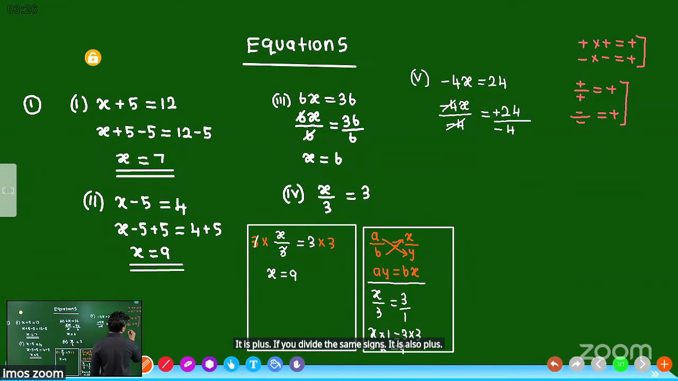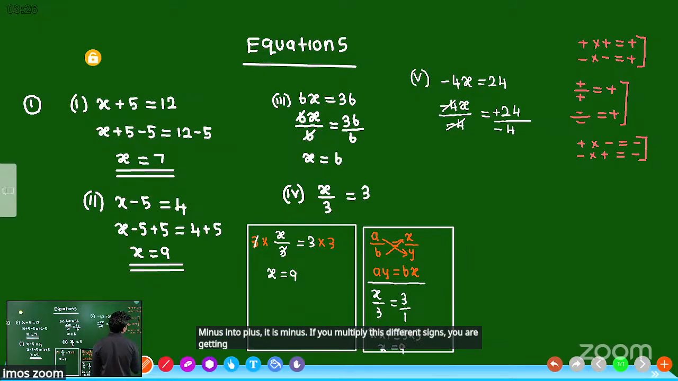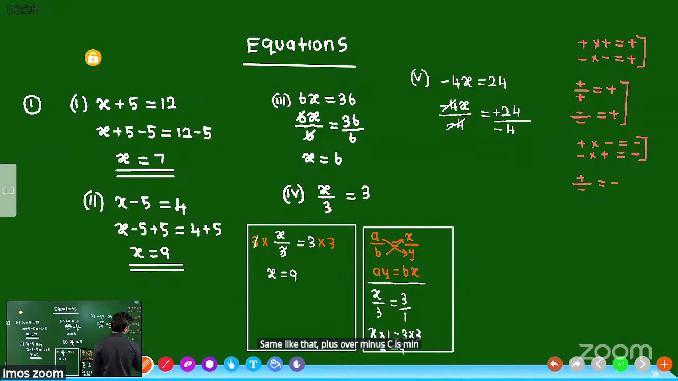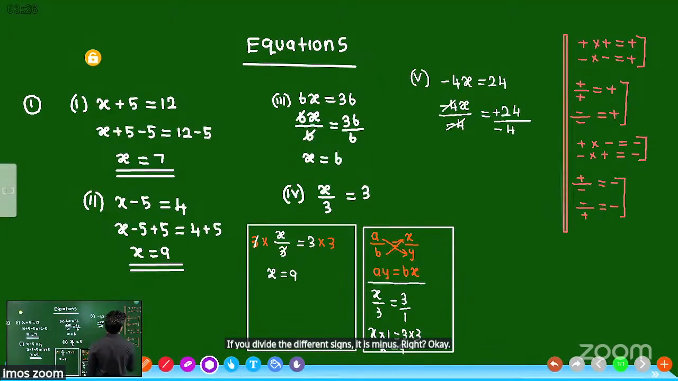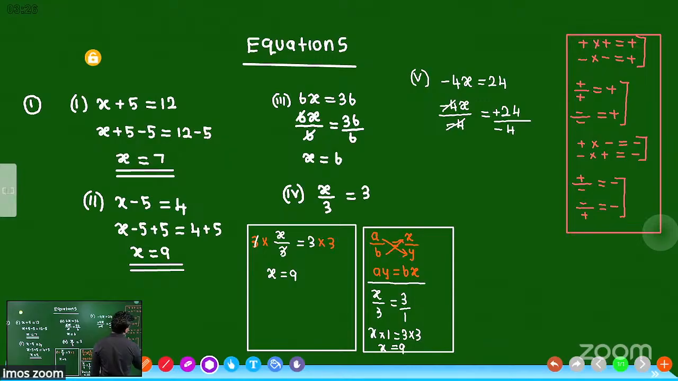Same like that, Putha. Then plus into minus, it is minus. Minus into plus, it is minus. If you multiply different signs, you get minus. Same like that, plus over minus, it is minus, and minus over plus, it is minus. If you divide different signs, it is minus. Right? Okay. This is what we call sign conversion.